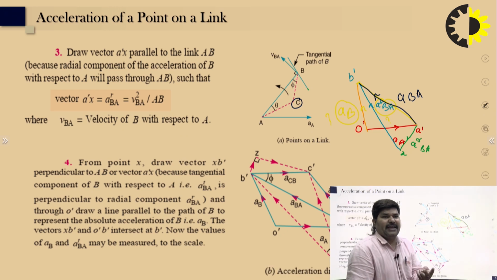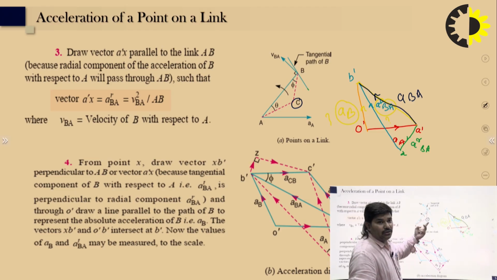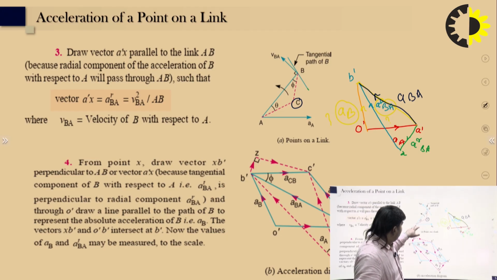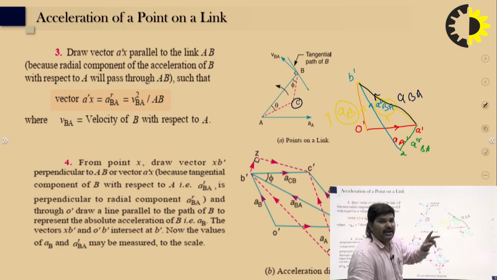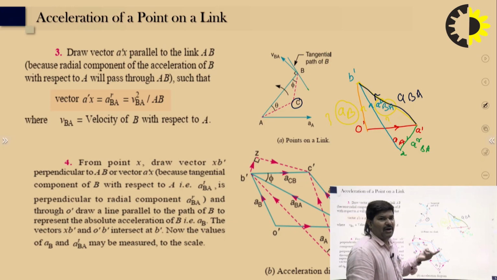So in that case, for B to C there is a radial component, and C to B again a radial component, and C to A the tangential component. For A to C, the acceleration of C with respect to A has a radial component as well as a tangential component, and the acceleration of C with respect to B again has a radial component and tangential component.